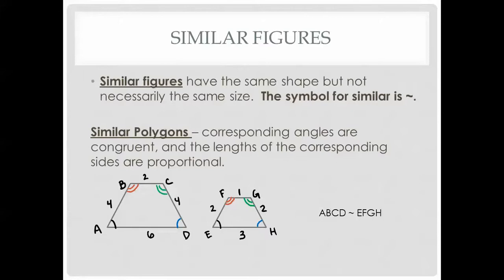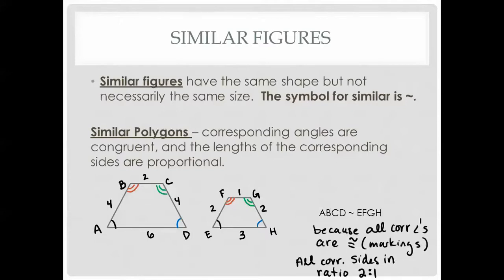The reason we know they're similar: angle A corresponds to angle E, angle B to F, angle C to G, and angle D to H, and those are marked as congruent, so we're good there. And then corresponding sides: AB corresponds to EF, that's 4:2, which is in proportion with BC to FG, 2:1, which is in proportion with AD to EH, 6:3. So they are similar because all the corresponding angles are congruent and all the corresponding sides are in ratio 2:1.